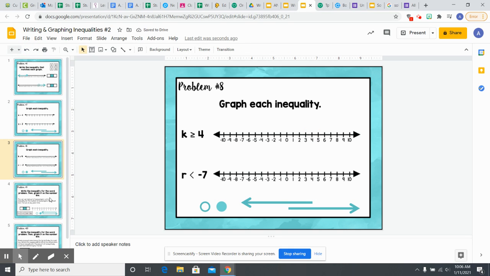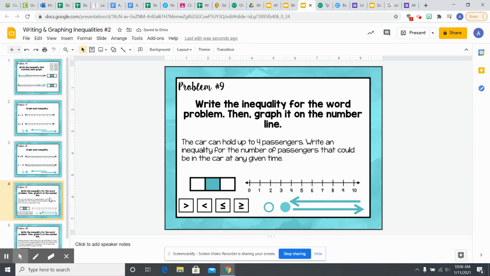All right, going on to problem number 9. So we're almost there. We need to write the inequality for the word problem. Then we need to graph it on a number line. Oh yeah, that's another thing. What we were graphing on, those are called number lines. Okay, so if you see something like this, it's a number line.